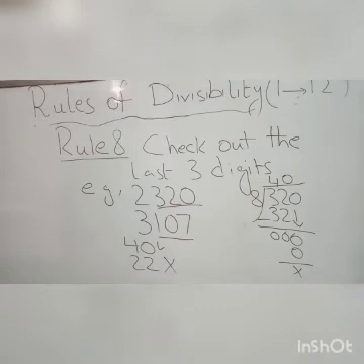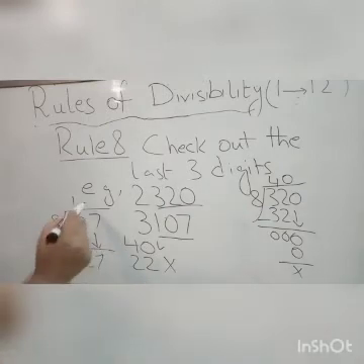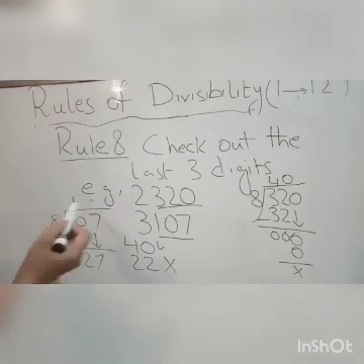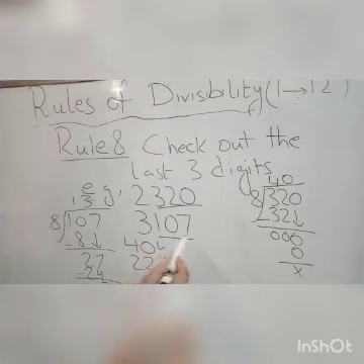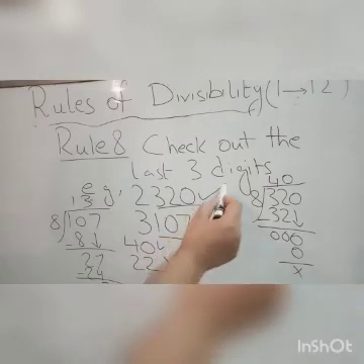107. So let's try to divide it by 8. 8 ones are 8. Now 27 doesn't come in the 8 times table. 8 threes are 24, you have to use here, and a remainder will be there. So you can see it's not completely divided. So it means 3107 is not divisible by 8. This one is divisible by 8.